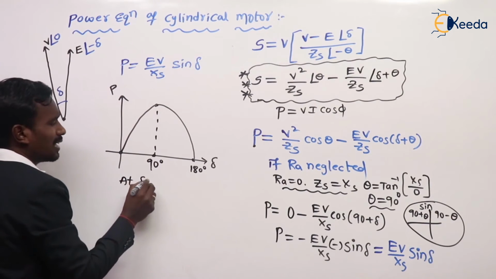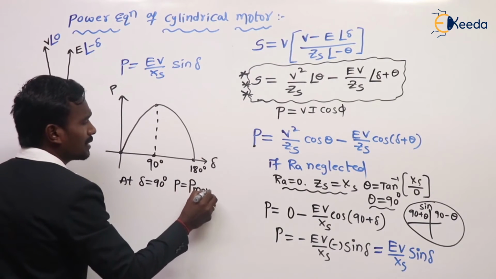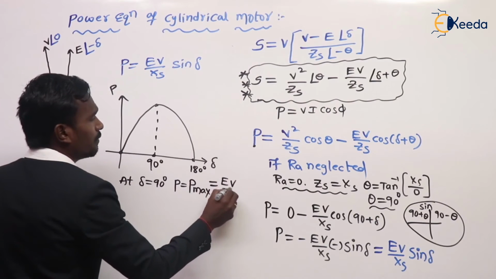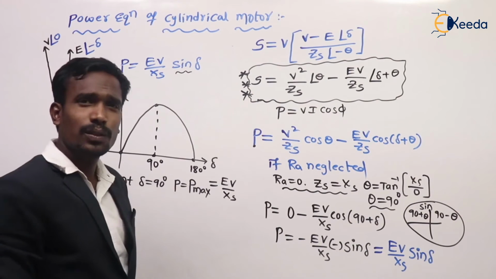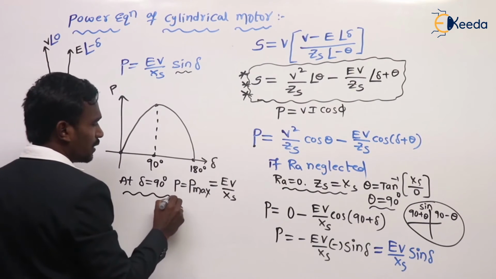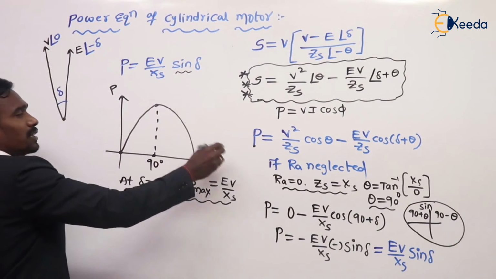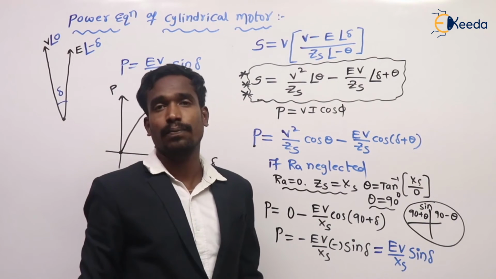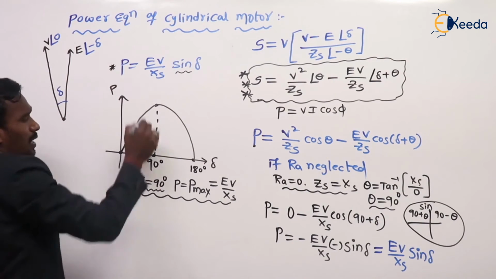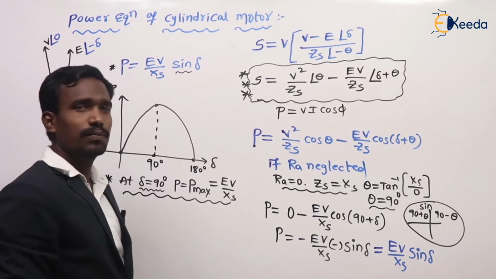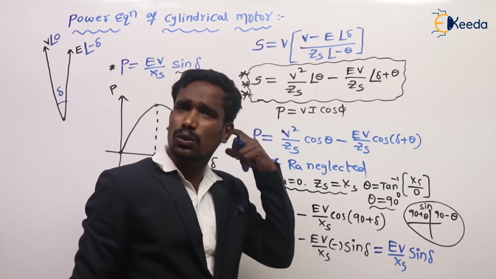At delta equal to 90 degrees, P is equal to P max, that is equal to EV upon XS, because sine 90 is 1. So this is the condition for maximum power for the armature resistance neglected power equation. Are you okay? Getting or not? This is a very, very important power equation, and this is a very, very important condition. Right. So we completed the power load angle curve also.